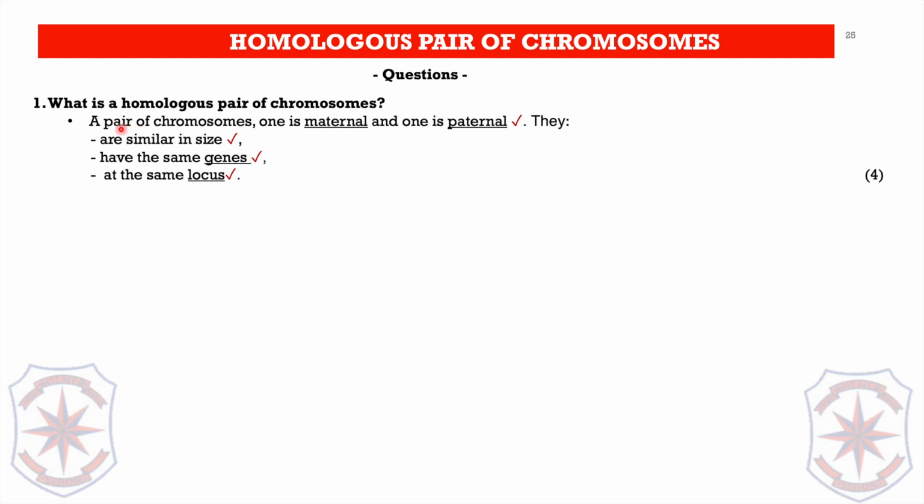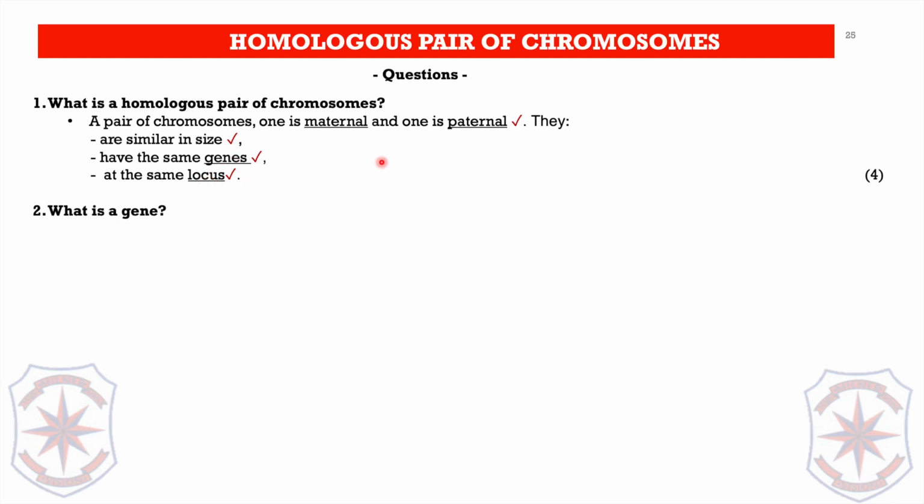Okay, so a homologous pair of chromosomes is a pair of chromosomes. One is maternal, one is paternal. They are similar in size. They contain the same genes at the same locus. So we have terms within our definition. Let us describe what a gene is and what a gene locus is.